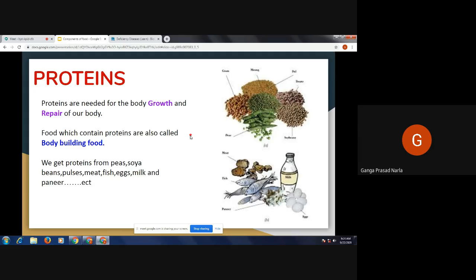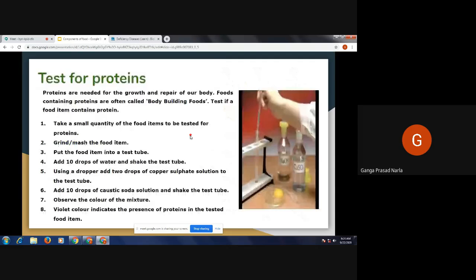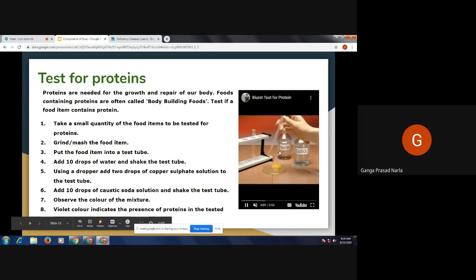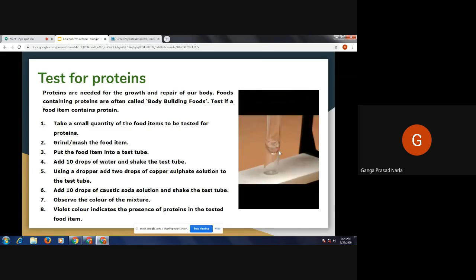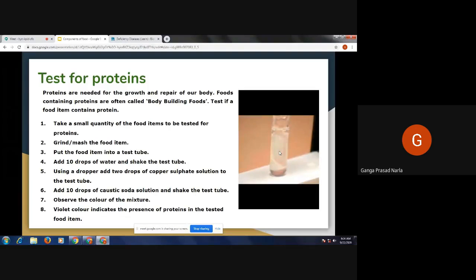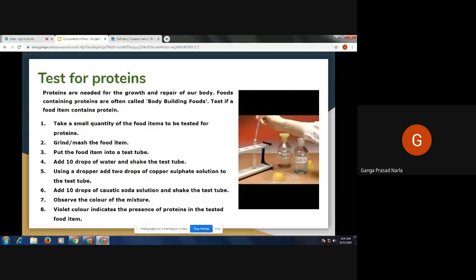Now, the test for proteins. What chemicals do we need to test which food item contains protein? We need two chemicals, right? One is caustic soda, NaOH. Children, did you write the chemicals in your notebook? NaOH, caustic soda. And copper sulfate, CuSO4.